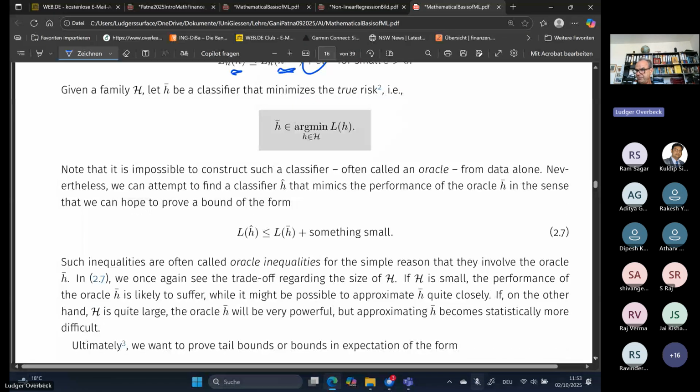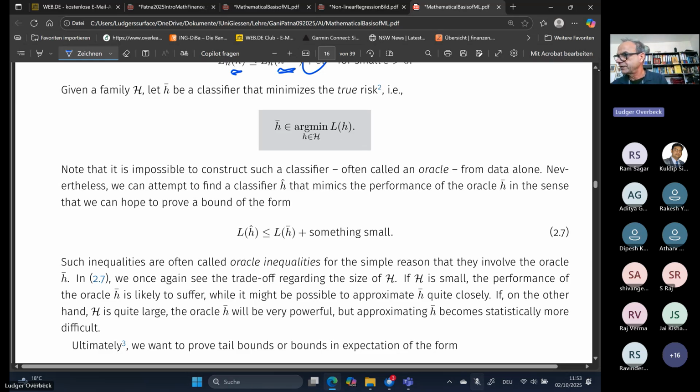Yeah, H bar is called the oracle. Actually, that's just a belief that it exists, but that the technique will never calculate it in reality. So we assume that this oracle is the best minimizer of the true risk.